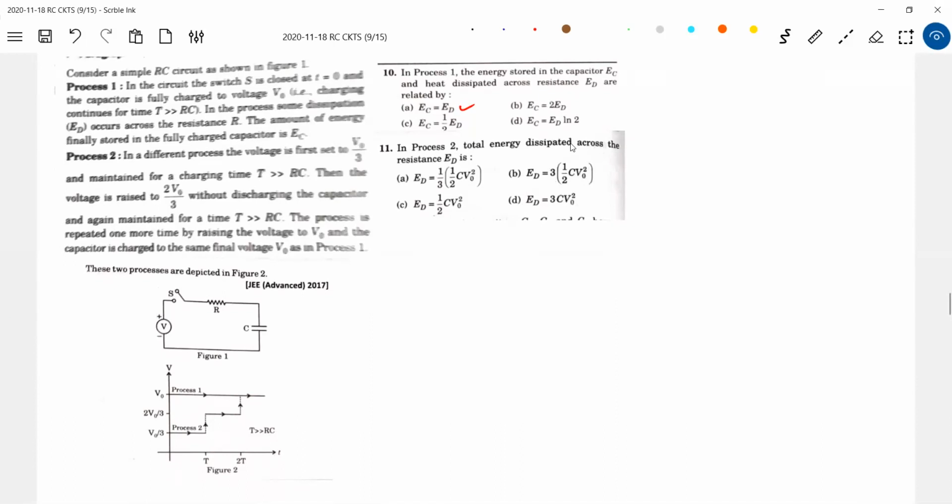Stepwise. So first, what will happen? From 0 volt, it is made to V naught by 3. So if you want, you can write this as 1, 2. I'll shade it. Here you calculate the energy, the heat dissipated across the resistor. Again, you calculate for this region, then again for this region. I think this was the second part of the question.